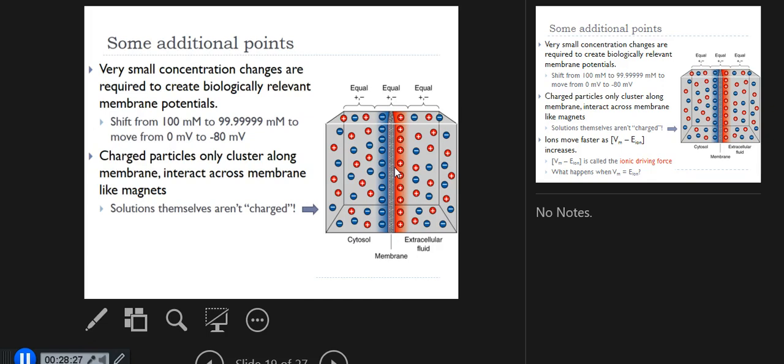The charged particles, I think I mentioned this last time, really only cluster along the inside of that membrane. So it's not like as potassium ions start to stream out of the cell that the whole inside of the cell becomes negative. Really what happens is there's just a band of negative charges right along the inside of the membrane, a band of positive charges right across it, and they're attracted like little magnets across that membrane. But the charge properties of the entire solution don't really change. It's just right along that membrane.